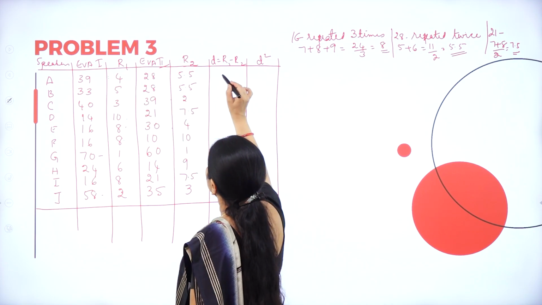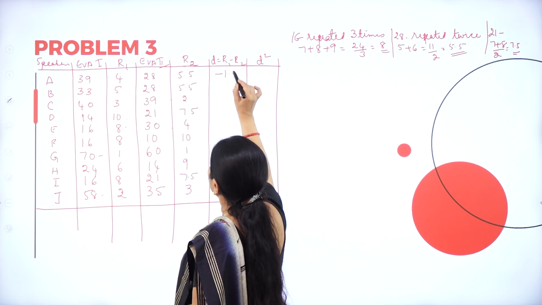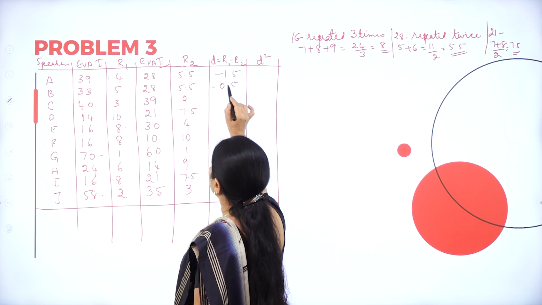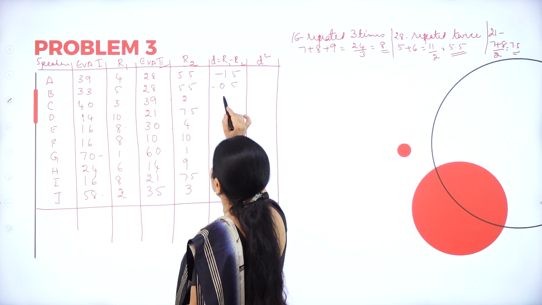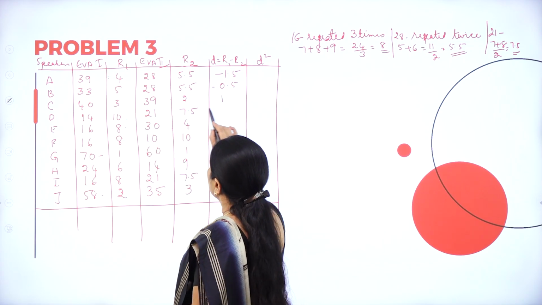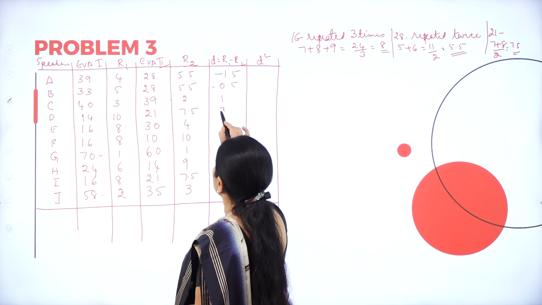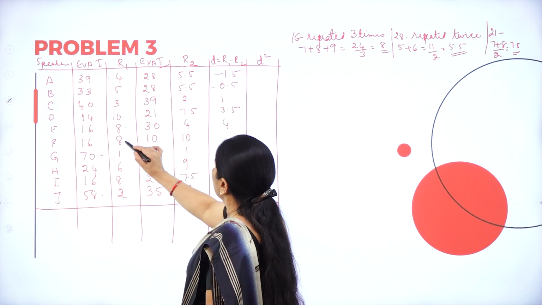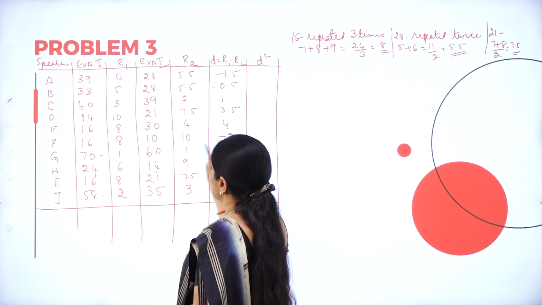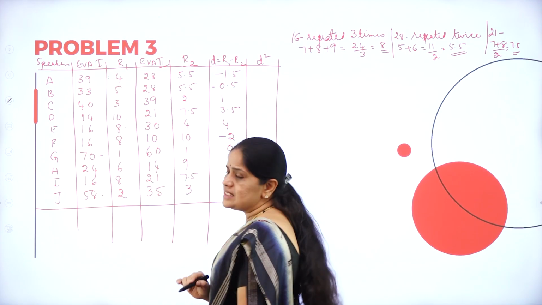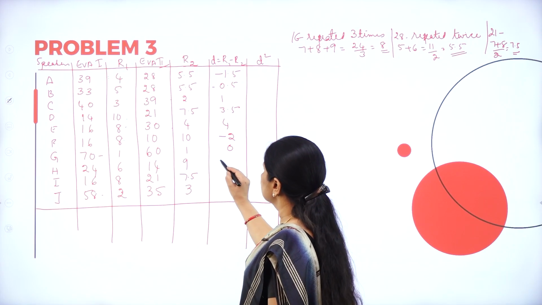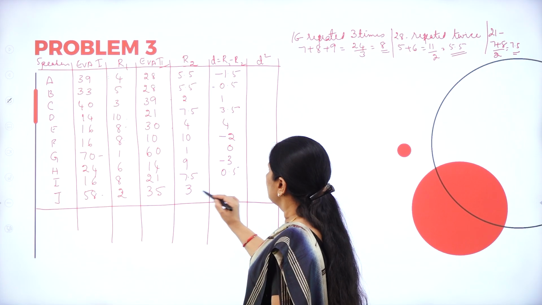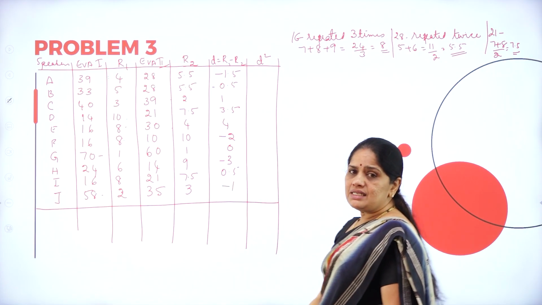So 4 minus 5.5 is minus 1.5. 5 minus 5.5 is minus 0.5. 3 minus 2 is 1. 10 minus 7.5 is 2.5. 8 minus 4 is 4. 8 minus 10 is minus 2. 1 minus 1 is 0. 6 minus 9 is minus 3. Then 0.5. 2 minus 3 is minus 1.